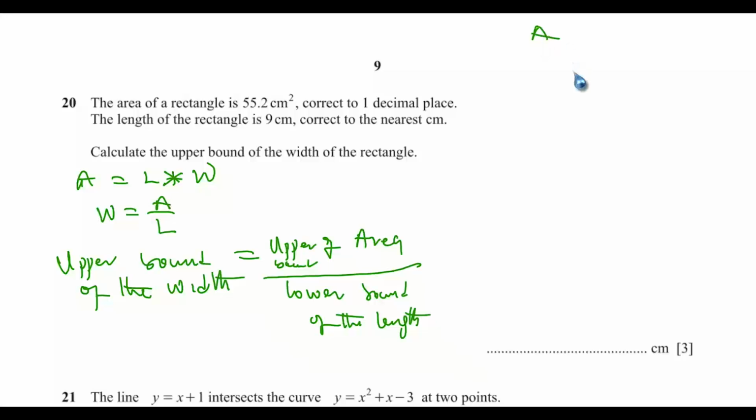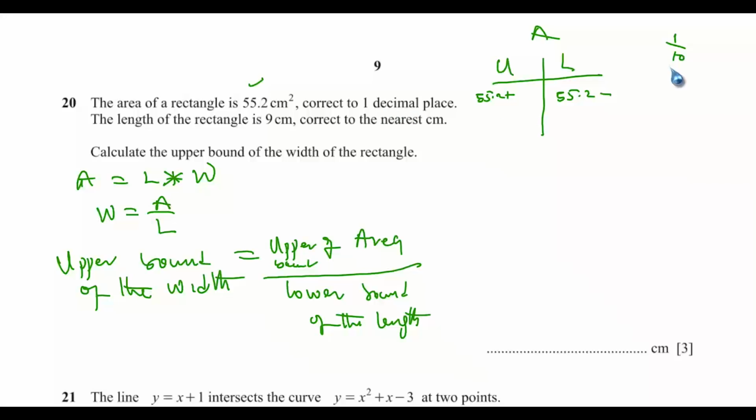For the area, we can get the upper and the lower bounds. So upper and lower bounds of the area. Of course, that will be 55.2 plus something, and the lower bound will be 55.2 minus something. To get that something, you need to take note of the degree of accuracy. So this is corrected to one decimal place, that is tenth.